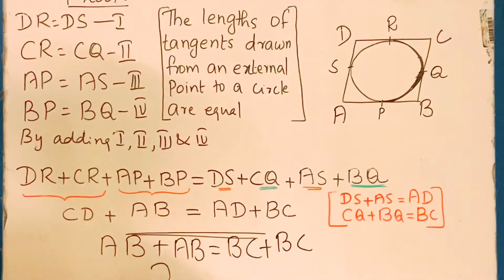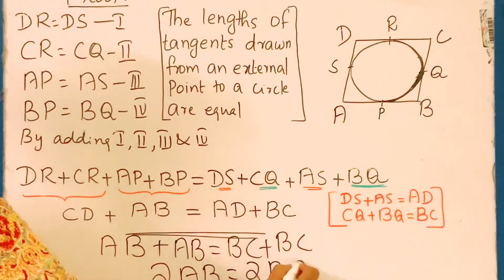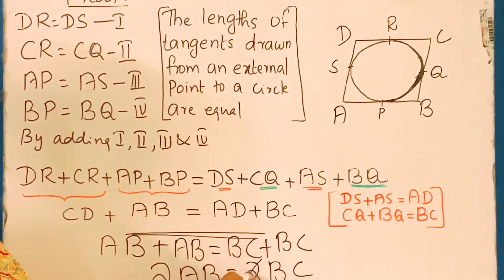That is 2AB is equal to 2BC. What is the meaning of that? AB is equal to BC. That means ABCD is a rhombus.